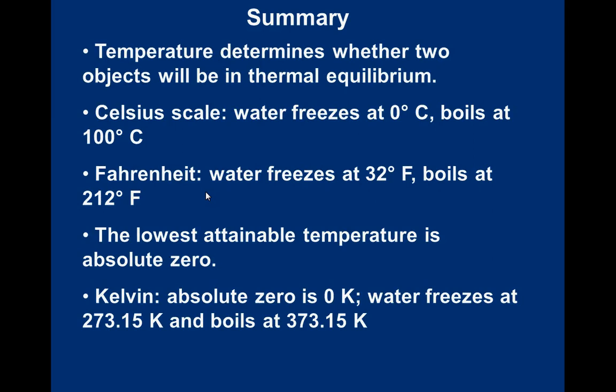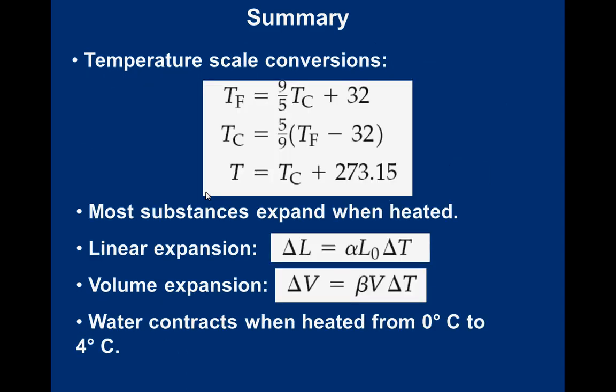On the Celsius scale, water freezes at 0, boils at 100. Then we have Fahrenheit, a little bit weird. The lowest attainable temperature is absolute 0, so we jump to the Kelvin scale and say on the Kelvin scale, absolute 0 is 0 Kelvin. Water freezes at 273.15 and boils at 373.15. The degree size is the same, Kelvin and Celsius. So we have our conversions.